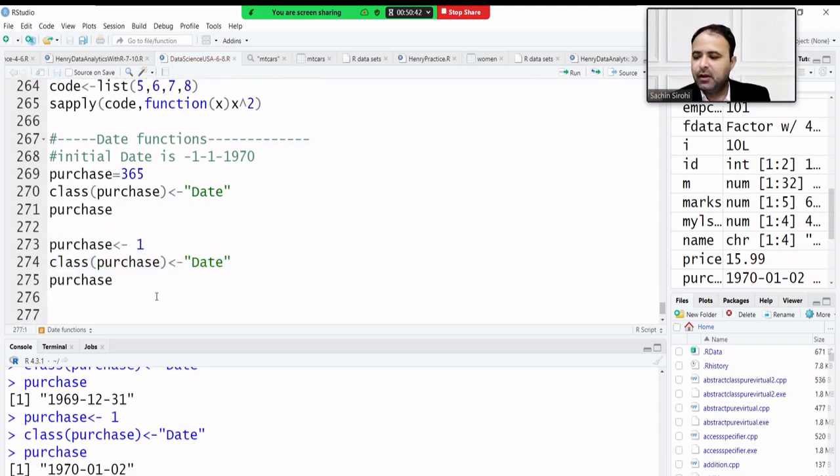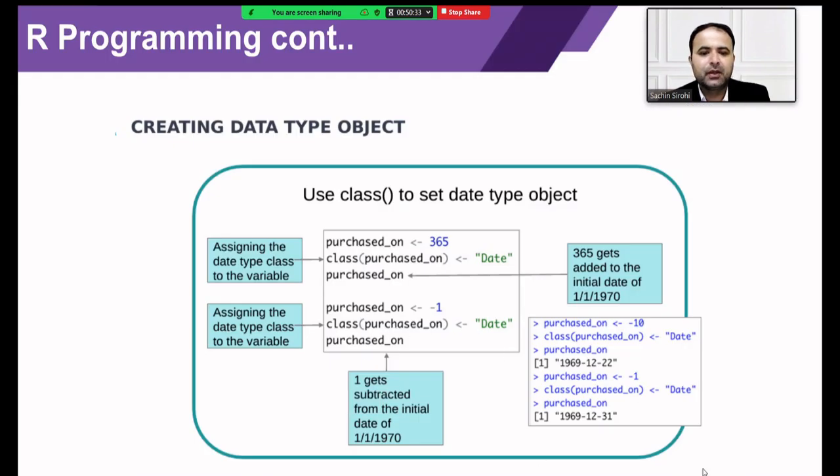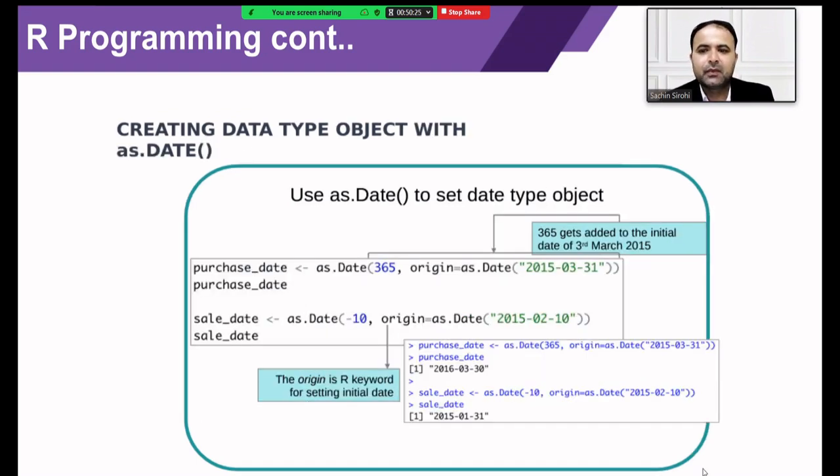So we have applied lots of functions in R programming. Now I want to discuss some new things. It is all about creating date type objects. Creating date type objects with as.Date. So what is the use of as.Date, as.integer? Like we have a concept as.Date.